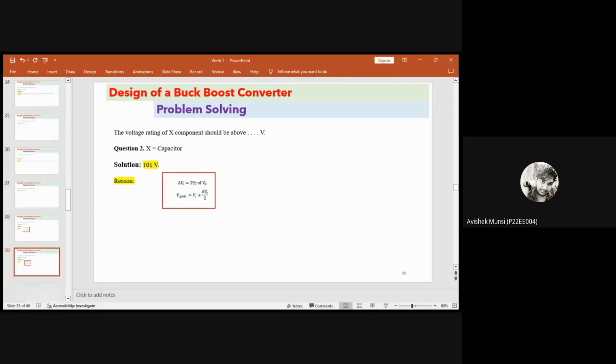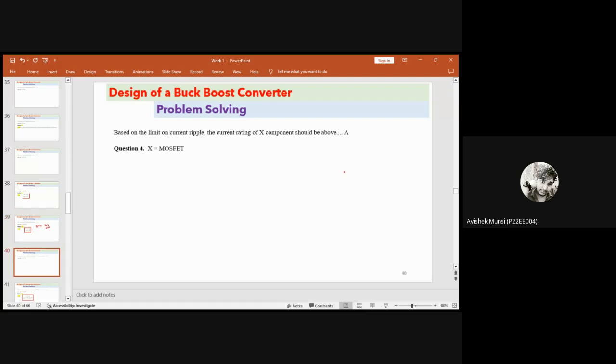So basically, it will be 101 to 102. Actually, it will be 102. It is coming, right? See, the 2% of V0 is 2, since this V0 is equal to Vc. So it's around 102. This will be the answer.